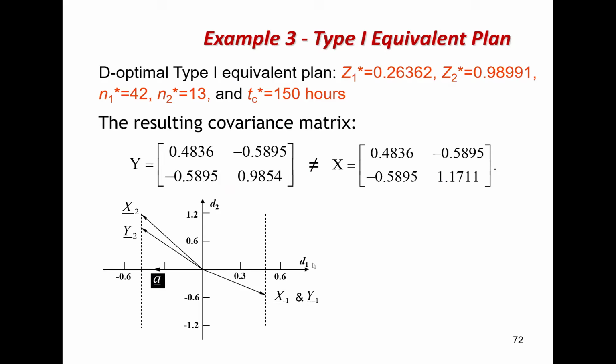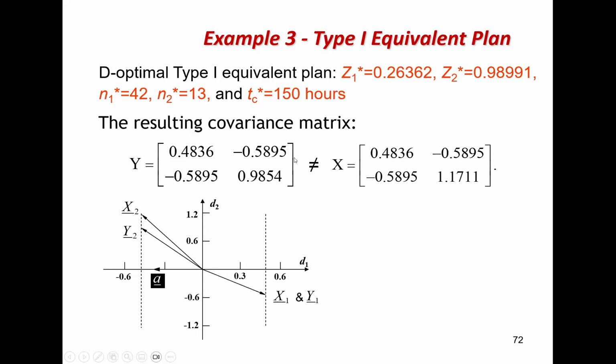And if you consider D-optimal, of course people can also consider A-optimality, or you consider minimizing the variance of a specific parameter estimate. You can do that. So in this example, for the D-optimal type 1 equivalent plan, it turns out they got these variable settings for Z1, Z2, and the unit allocation to those stress levels, and also the censoring time. And now I see here the resulting covariance matrix.